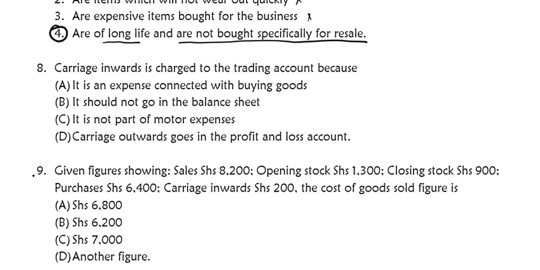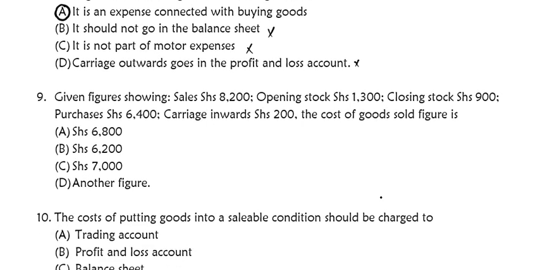Carriage inwards is charged to the trading account because it's an expense connected with buying goods. So the answer is A. The other options are wrong, or they are incorrect. Carriage inwards is charged to the trading account because it's an expense that is connected with the buying of goods.